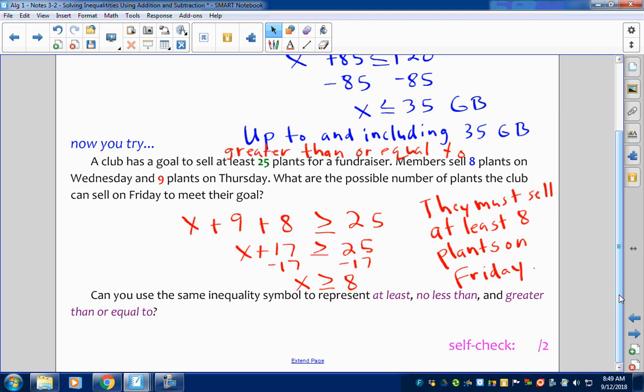So can you use the same inequality symbol to represent at least, no less than, and greater than or equal to? It is. Which symbol is it? Yeah, it's the one we just used, the greater than or equal to sign. So that's it.